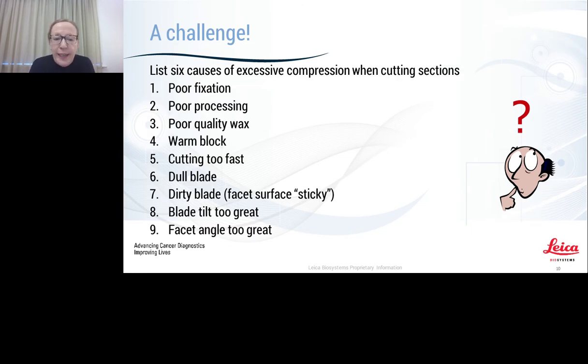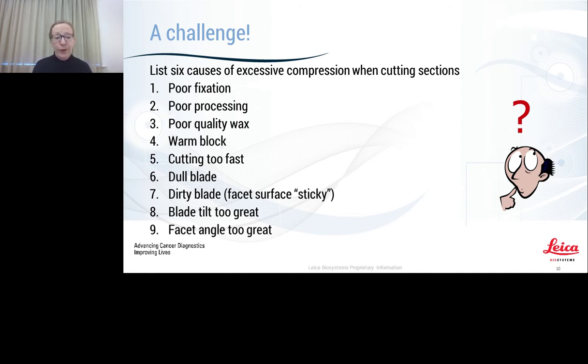There could be poor fixation. It could be poor processing. As we talked about in the previous session, the fixation and the processing has a lot to do with all of your downstream processes. So always consider, is the block actually the problem, or is the fixation processing a problem?